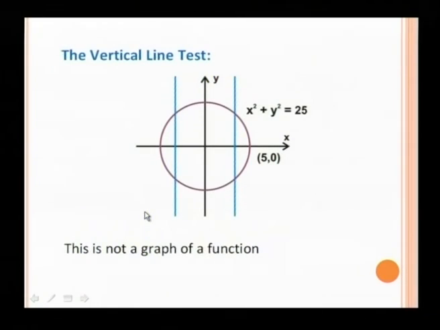A very important example in the vertical line test is the example of a circle. If we draw the graph of a circle equation, x squared plus y squared is equal to 25, which has a radius of 5, and if we draw any vertical line on this graph, you can see that this vertical line is intersecting the graph of this circle at 2 points, and the same is true of the second line. So this is obviously not a graph of a function.